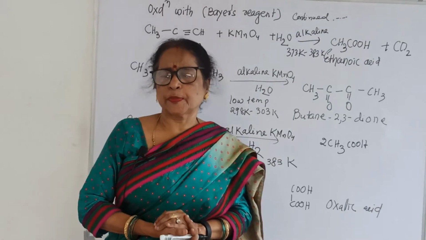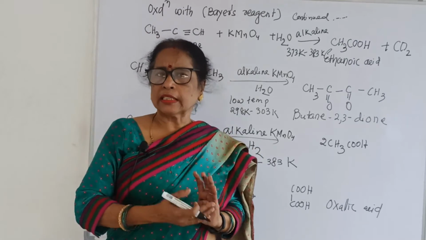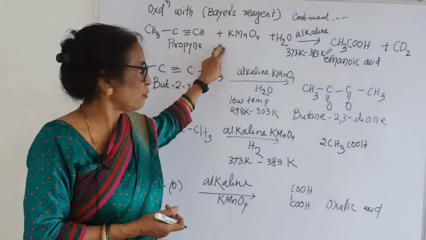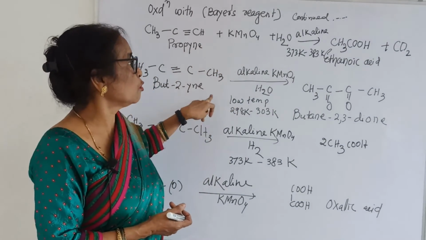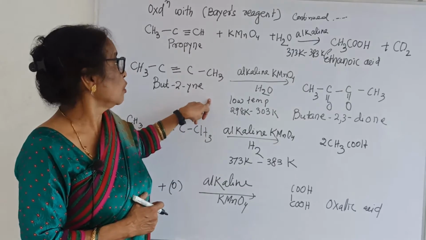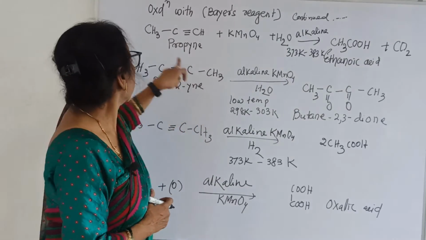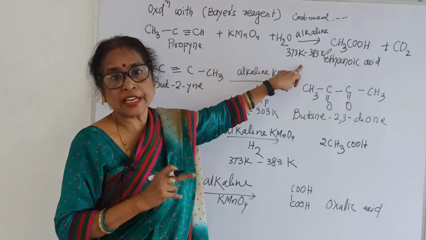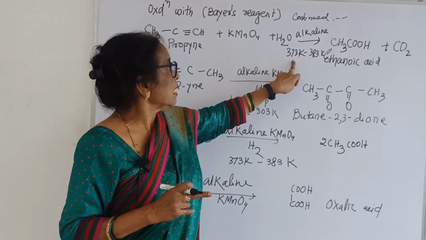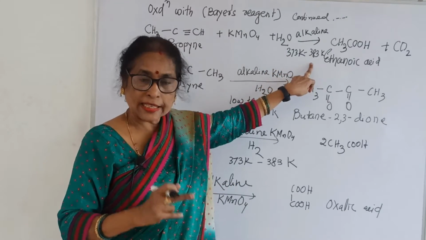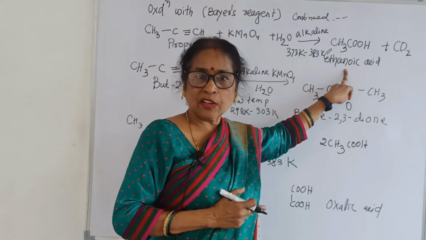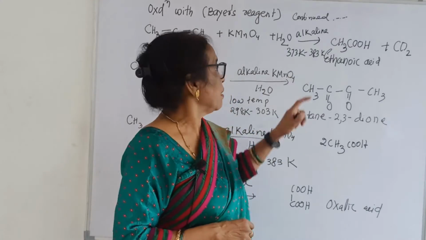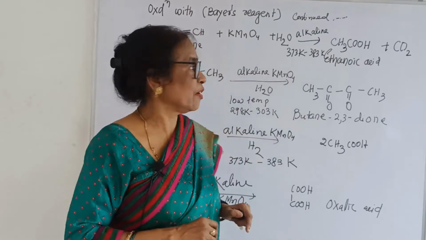When oxidation takes place with the help of Bayer's reagent, that is alkaline KMnO4 with water, then what happens? Different products are formed according to the temperature. You should see what the temperature is. So here you should remember the temperature. Now propyne. With pyruvic acid, you get the same condition at ordinary temperature, but here it is 373 to 383 Kelvin, you will get only ethanoic acid. At ordinary temperature you will get pyruvic acid, but at this higher temperature you will get ethanoic acid.